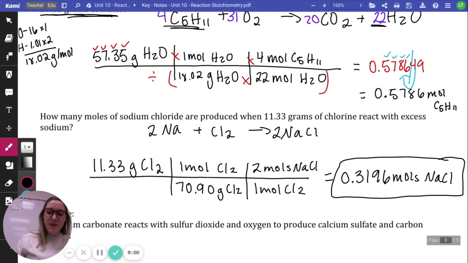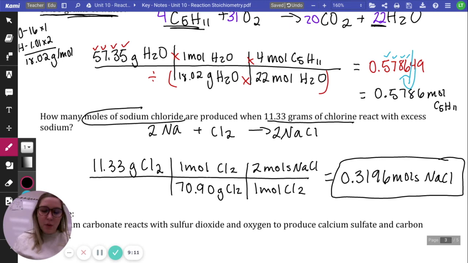Let's go over it. So I'm starting with 11.33 grams of chlorine. It's reacting with excess sodium. Again, that just means there's plenty of sodium. And I want to know how many moles of sodium chloride are going to be present or produced. All right, so I'm starting with 11.33 grams of chlorine. And then I converted to moles using my molar mass. Guys, anytime you see grams in a problem, you need to use the molar mass. So I know that 70.9 grams of chlorine is 1 mole of chlorine.